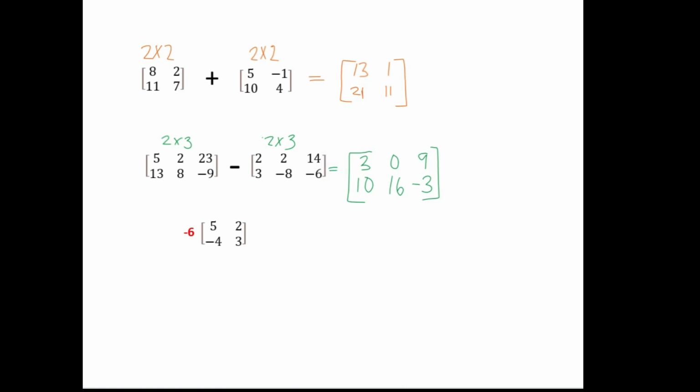Lastly, we're going to multiply a constant to a matrix. So we take all the elements in the matrix and multiply them by the constant. We would have -6 times 5, which would be -30. -6 times 2 would be -12. -6 times -4 would be +24. And -6 times 3 would be -18.